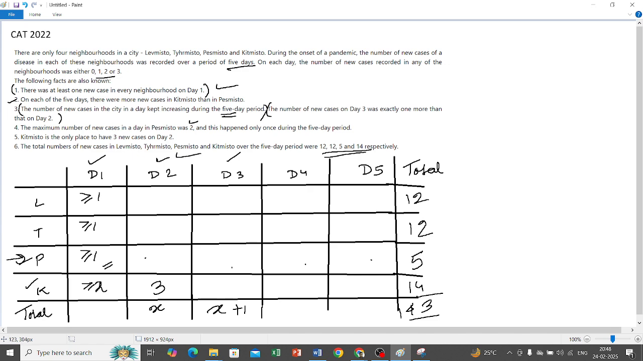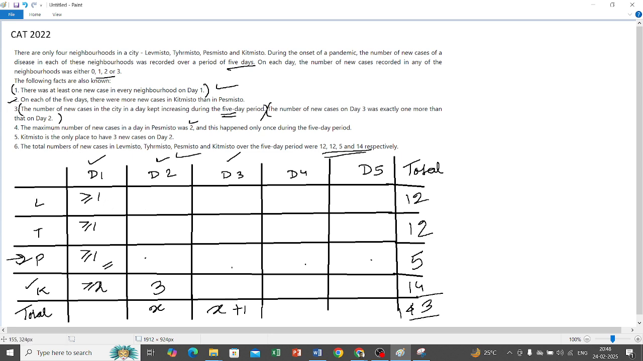You see, it is given. Now let us again come back to instruction 1. Okay, so as when I went through the instruction once, I could gather this information. Now I will again go back to the instruction and see if I can carve out some more information. Okay. So there was at least one new case in every neighborhood in day 1.